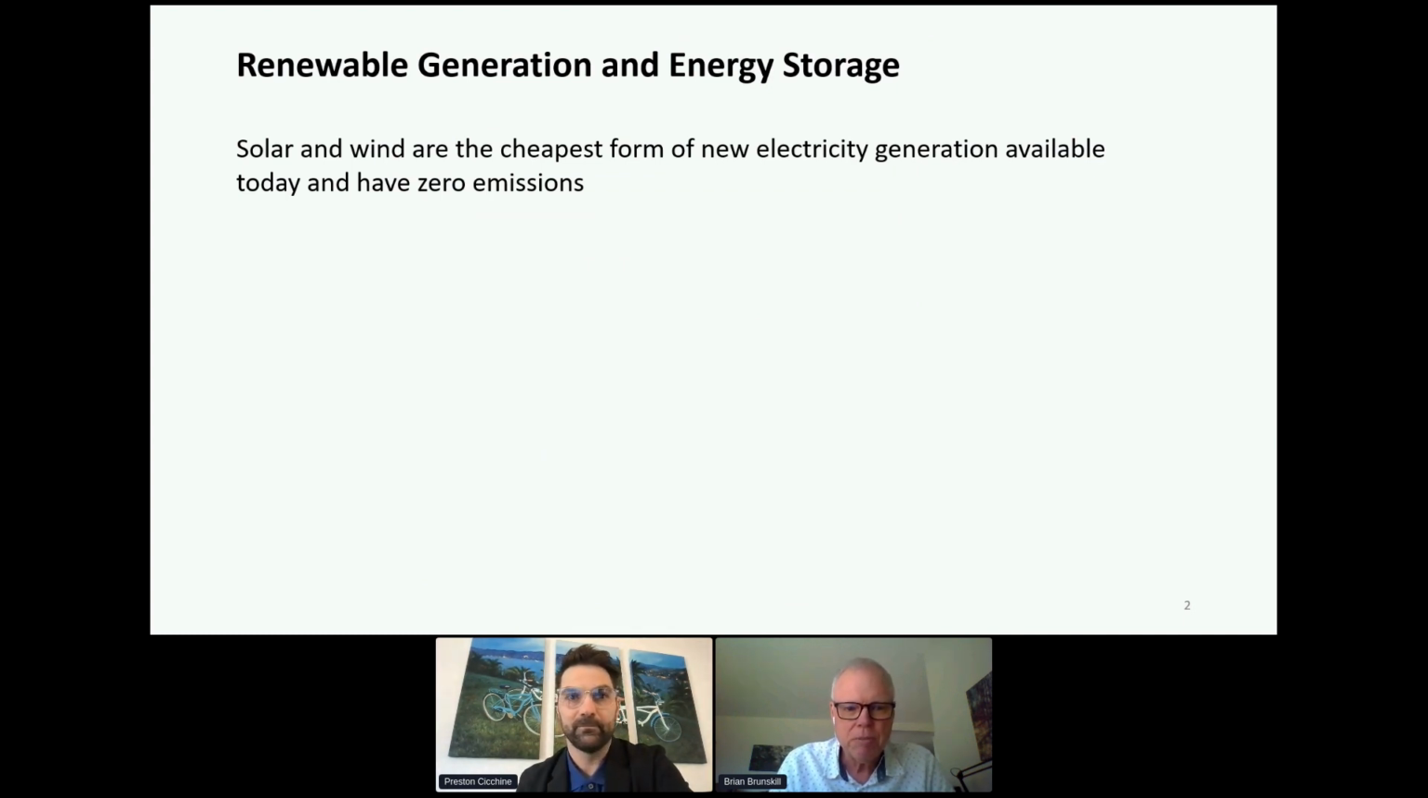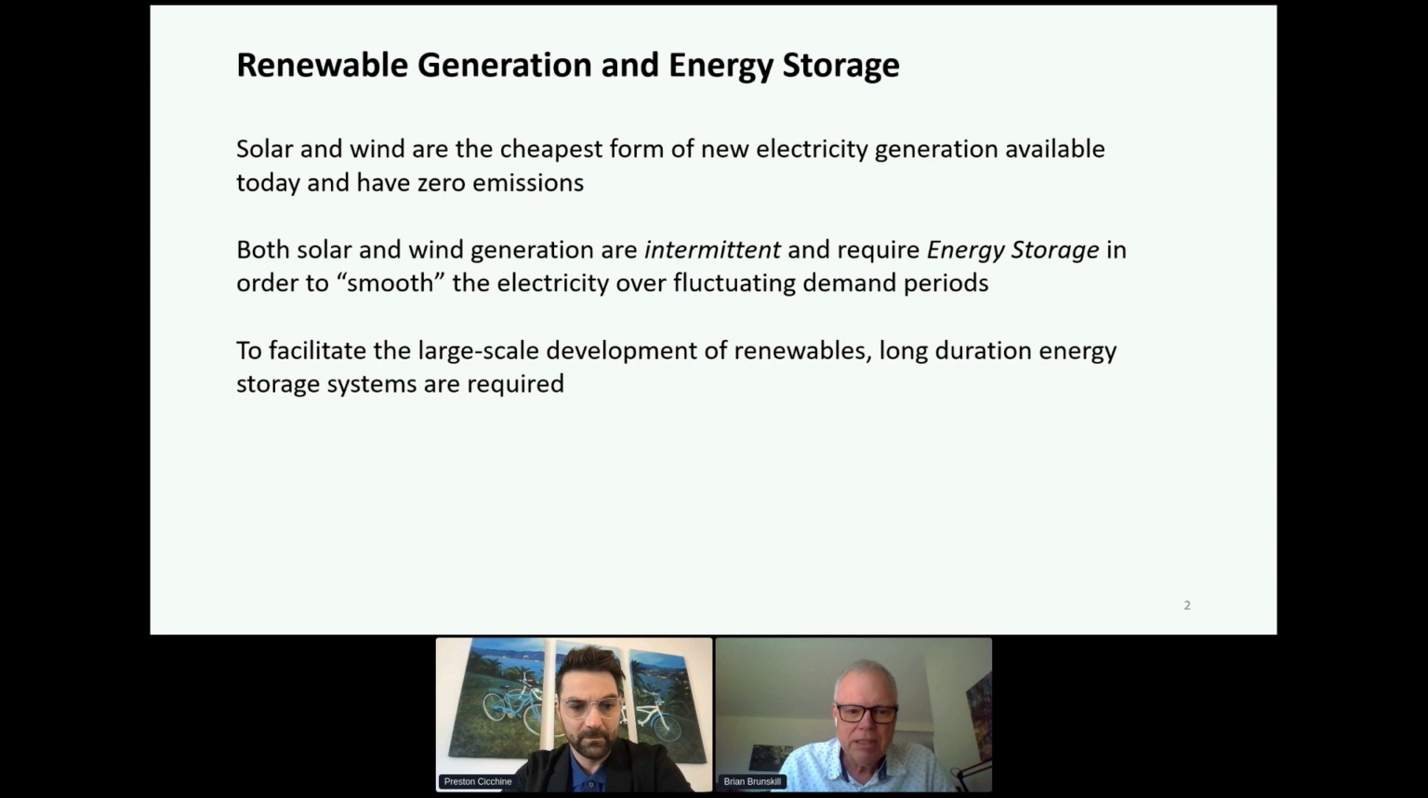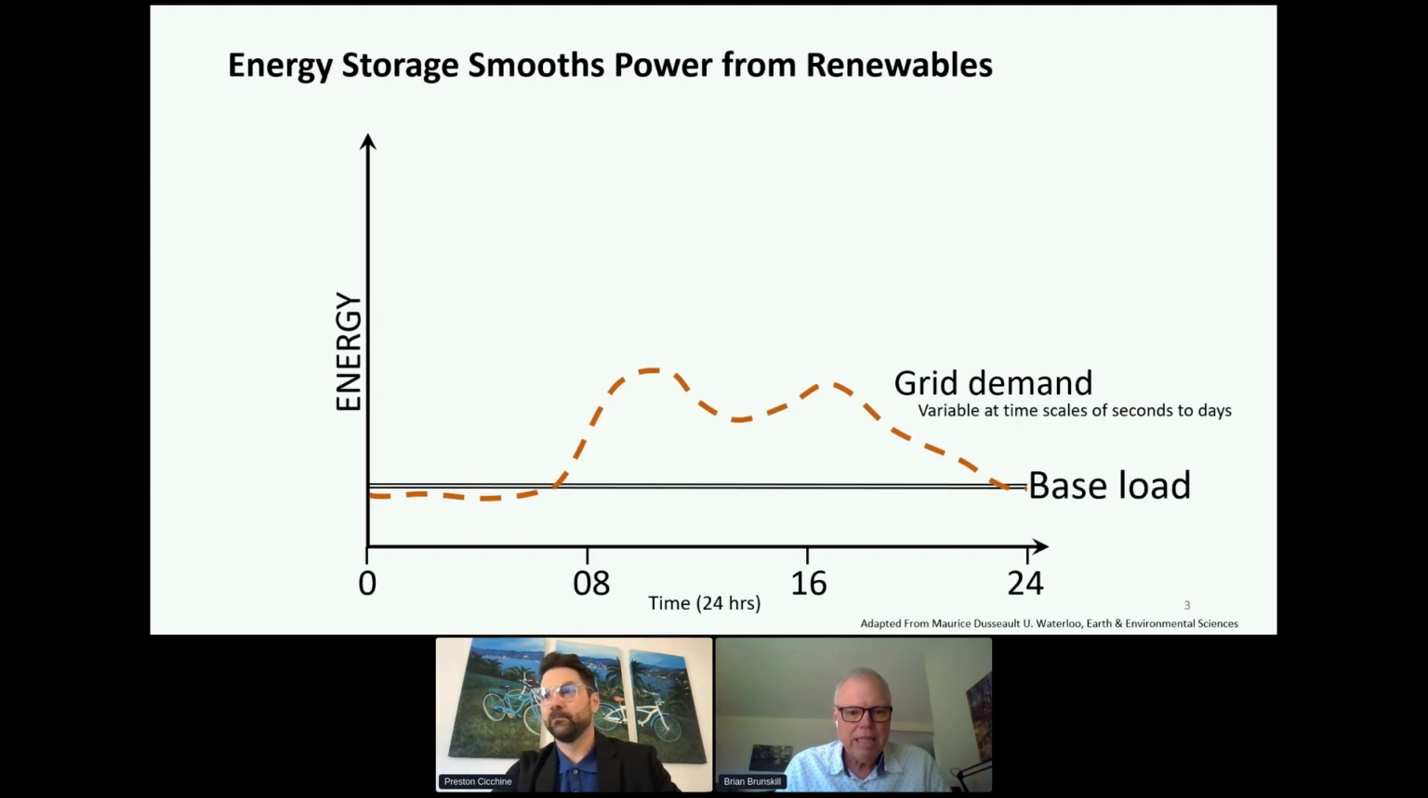Solar and wind are the cheapest form of new electricity generation available and have zero direct emissions. And of course, both solar and wind generation are intermittent and require energy storage in order to smooth that electricity over fluctuating demand periods. And to facilitate large-scale development of renewables, long-duration energy storage systems are required. So why do we need energy storage?